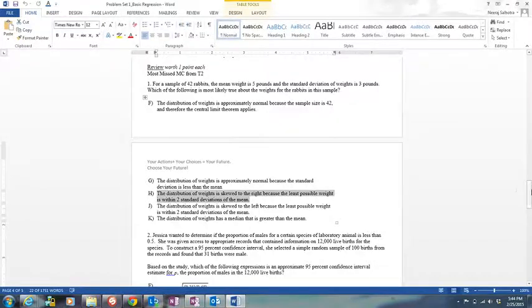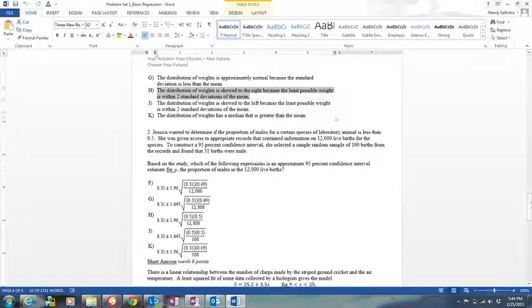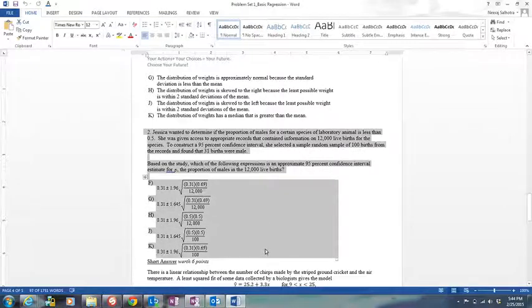Now let's look at problem 2. Jessica wanted, excuse me, to determine if the proportion of males for a certain species of lab animal is less than 50%. She was given access to records for 12,000 births, and she's making a 95% confidence interval, and she selected a random sample of 100 births and found that 31 are male.